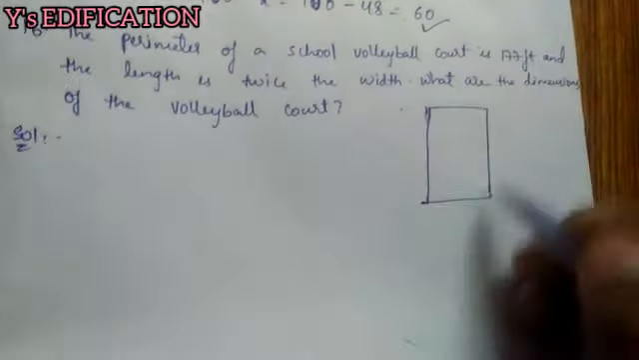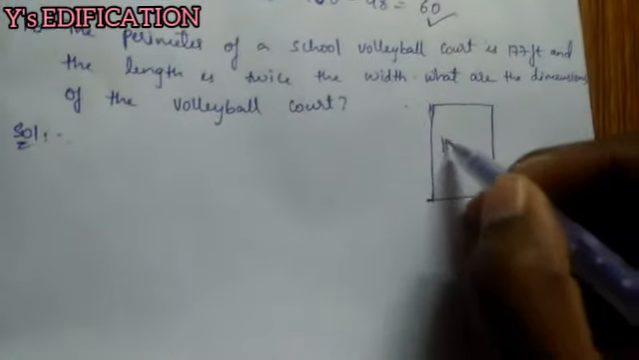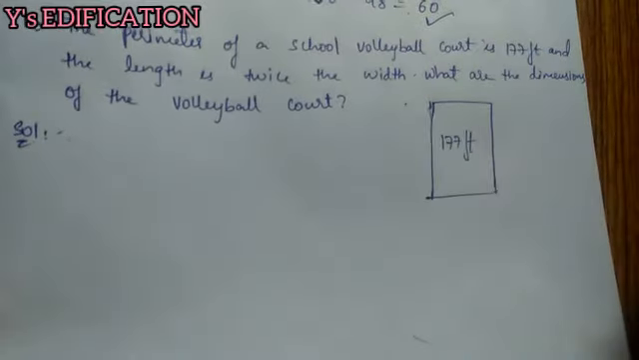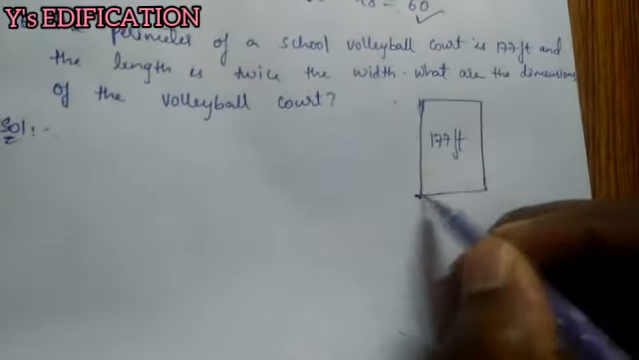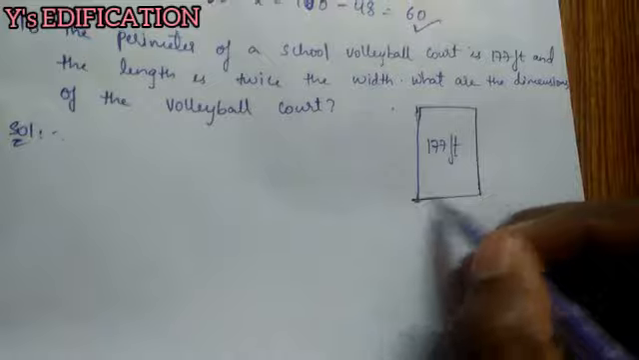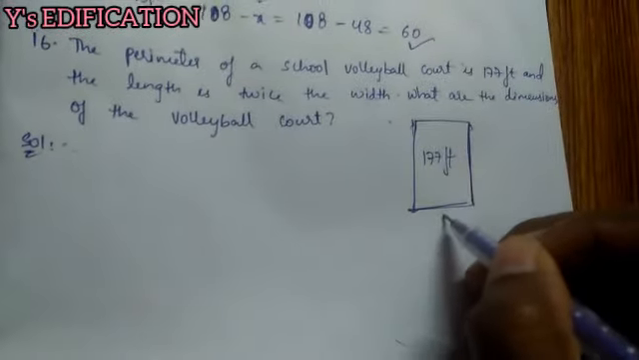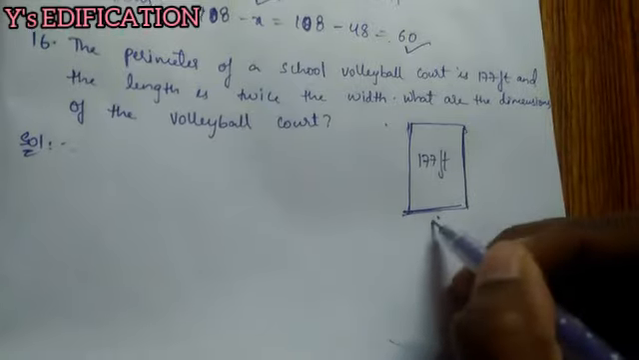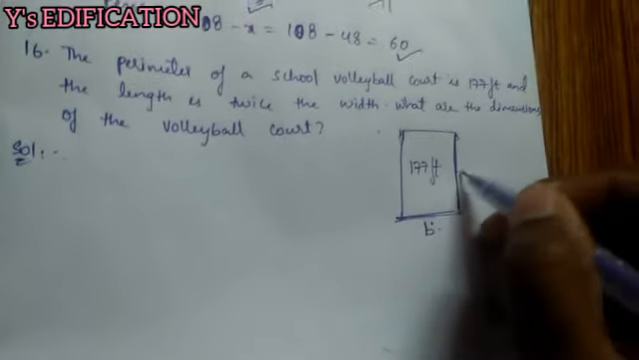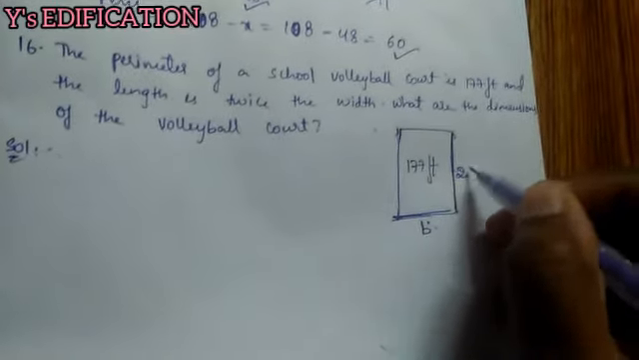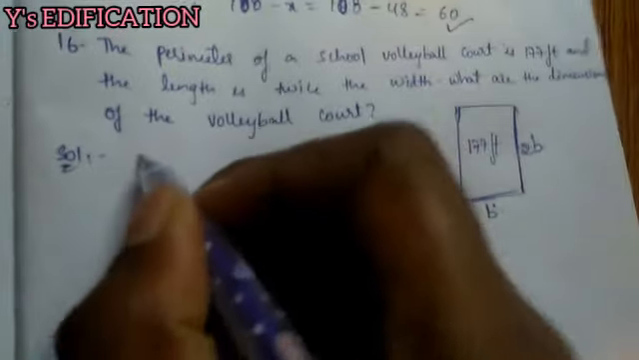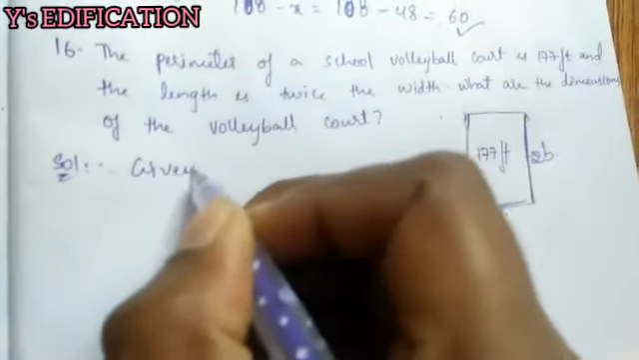So, what is the perimeter of a rectangle? The perimeter of the rectangle is 177 feet. The length is twice its breadth. If this is the width, B, the length will be twice that. Okay. So first write down the given data.